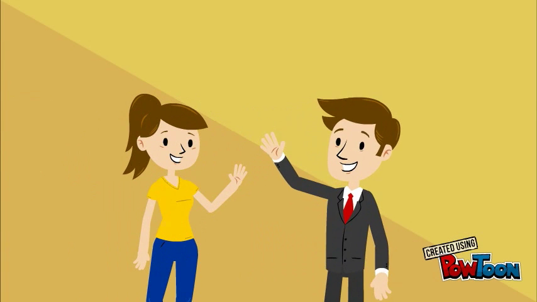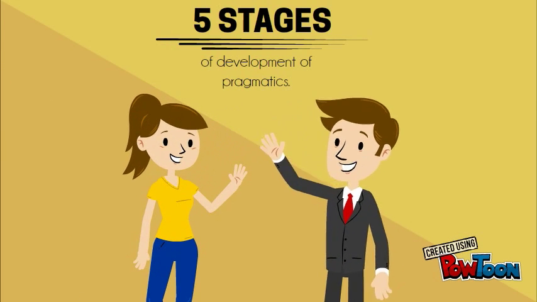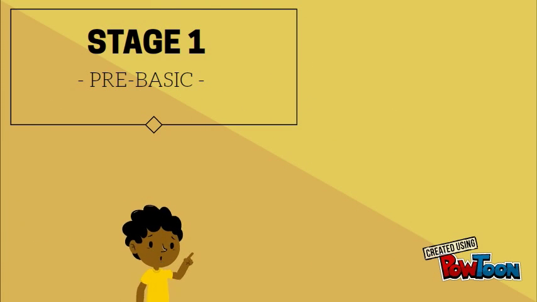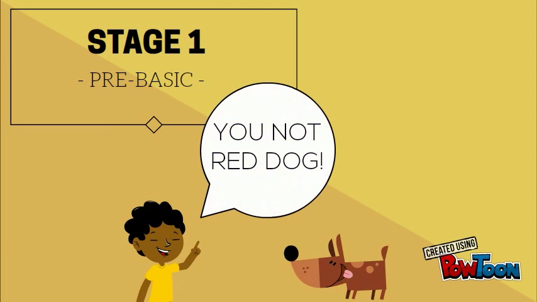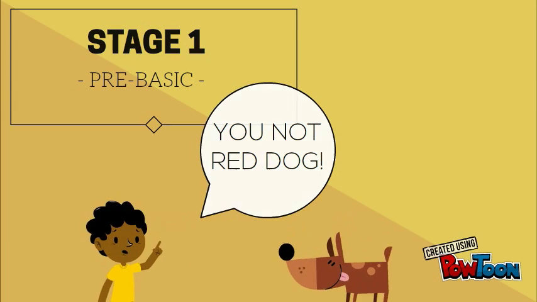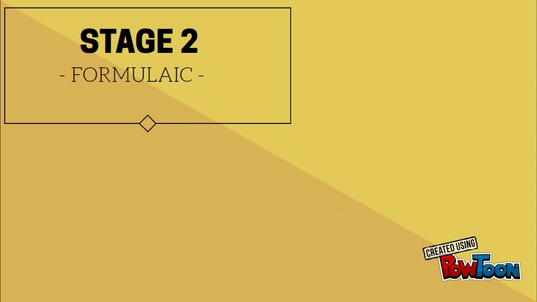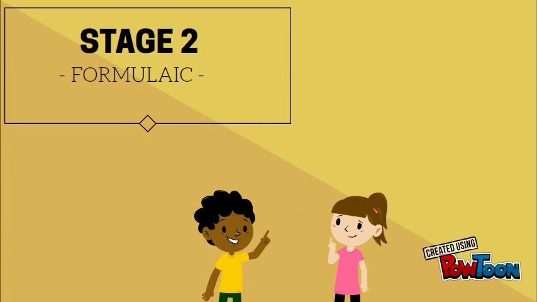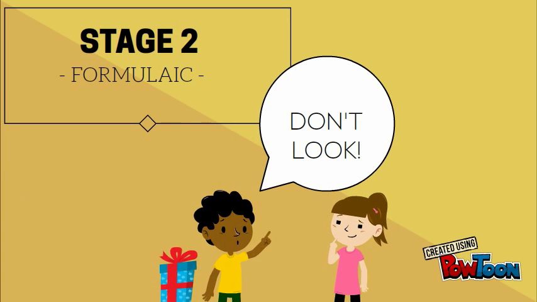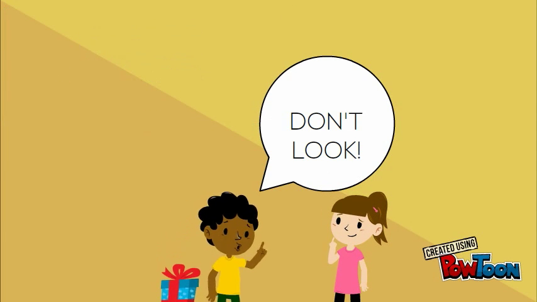Gabriele Kasper and Kenneth Rose created 5 stages of development of pragmatics. Stage number 1. Pre-basic. The person is context dependent. Here there are no syntax or relational goals. Example, you're not red, dog. Stage number 2. Formulaic. Reliance on unanalyzed formulas and imperatives. Example, let's play the game. Don't look.